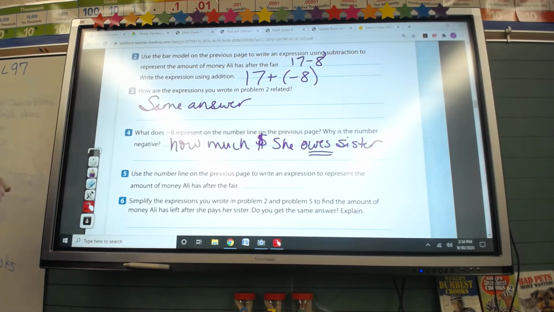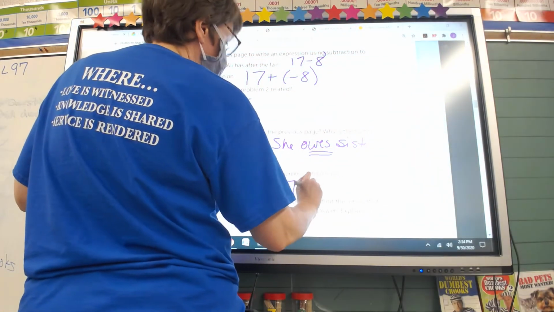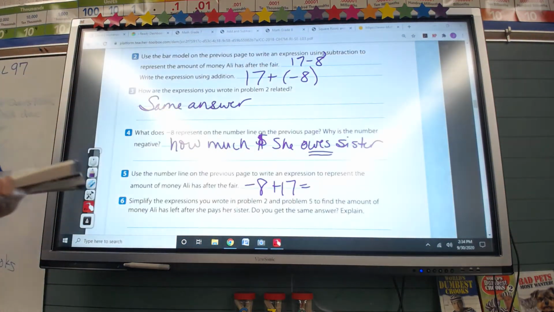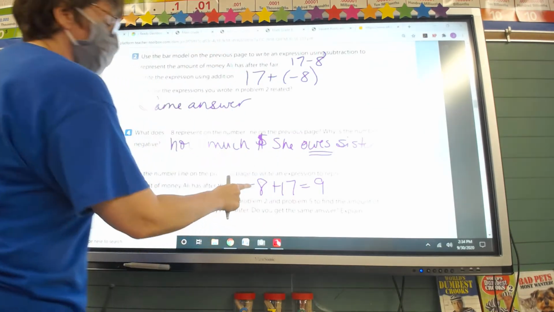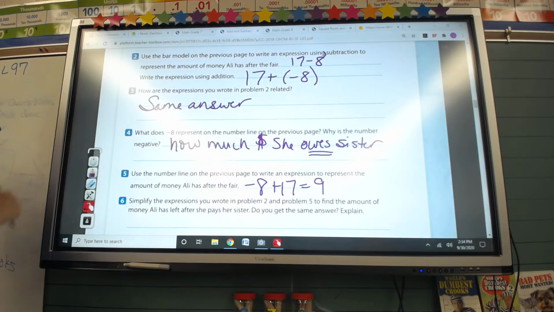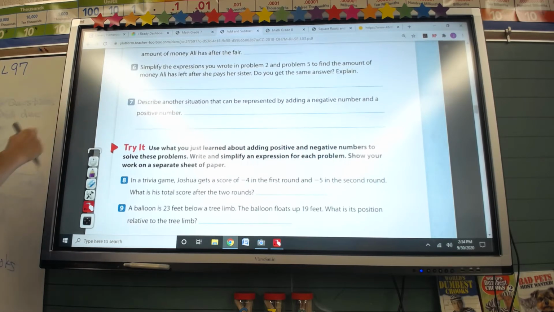Okay. Number 5, use the number line on the previous page. Write an expression to represent the amount of money Allie has after the fair. They did -8 plus 17. How much money does she have left? 9. She's got $9 left. She owes her sister 8. She made 17. She pays her sister back. She's got $9 left.